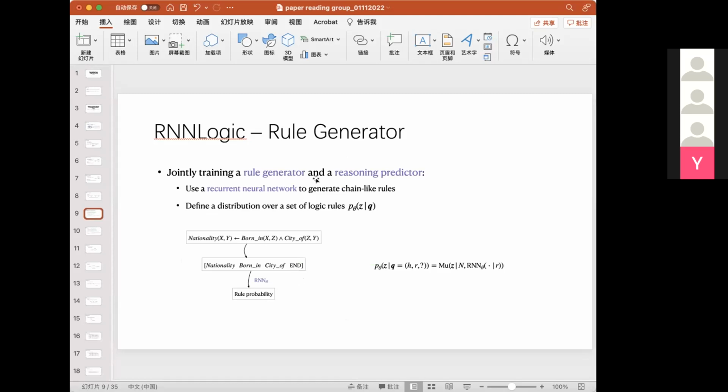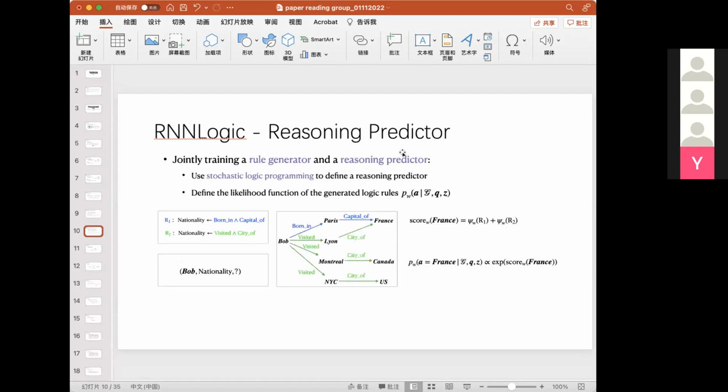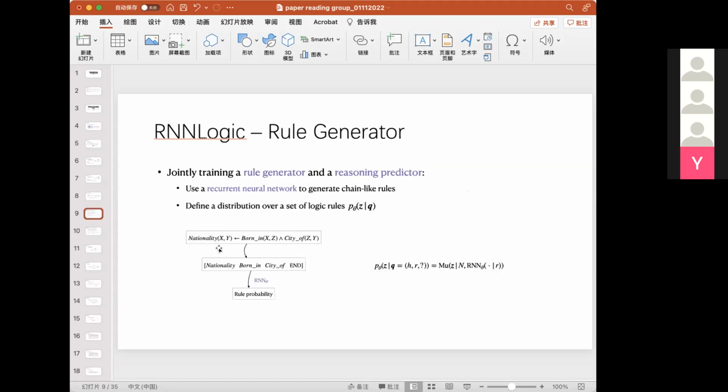the rule generator has no signal to guide its learning, it is highly possible for this rule generator to randomly select some relation to build a candidate rule. And then this reasoning predictor will try to select the most promising rule based on the prediction ability of the rule. And then it will return this top K rule back to this RNN. And then the RNN will try to fit itself based on this top K rule.